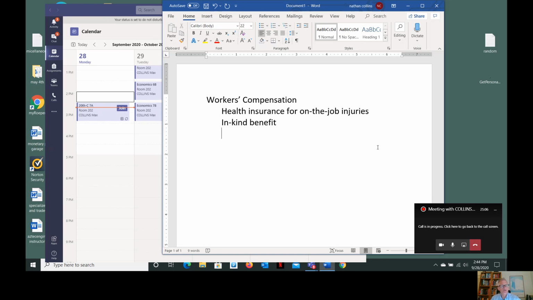Like unemployment insurance, workers' compensation is really provided by and operated by state governments, not the federal government. Okay. And you become eligible for workers' compensation by having worked and paid taxes.